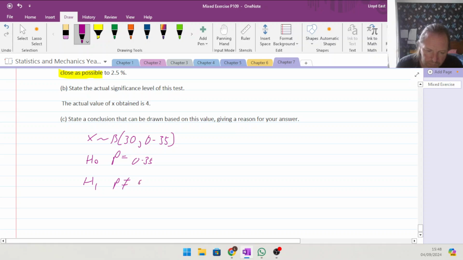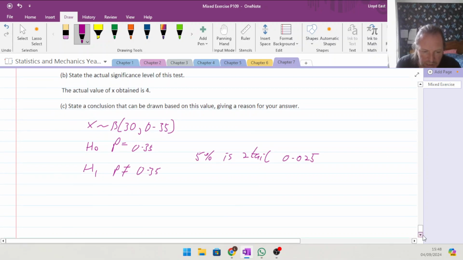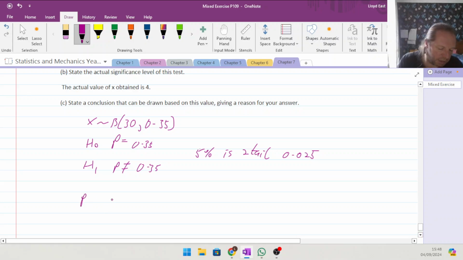So we've got a null of p = 0.35 and an alternative of p not equal to. The not equal to tells us that it's a two-tailed test. The 5% is two-tail, and so 0.025 is what we are looking at. So let's start with the left-hand side of the test and look at the probability of x being less than or equal to 1, just to see what it is.